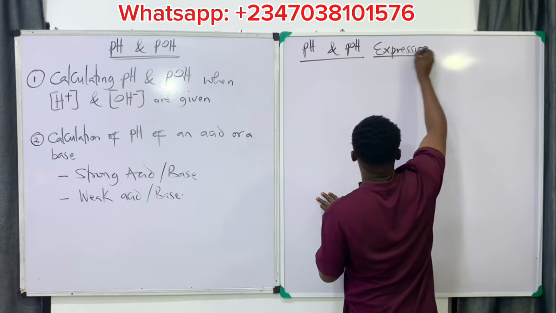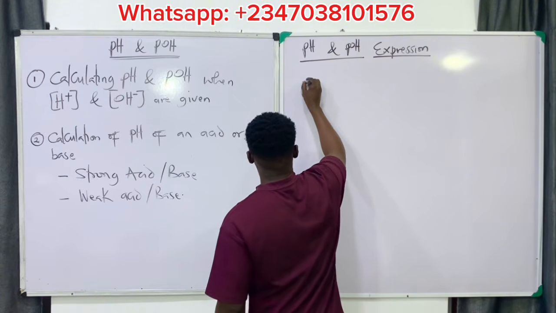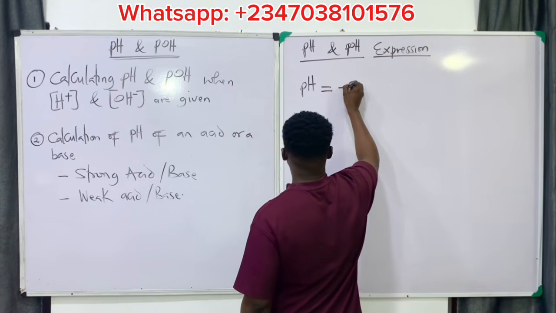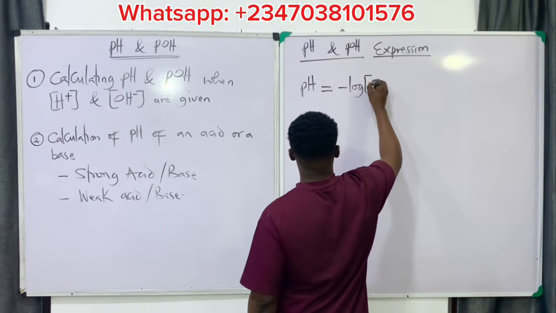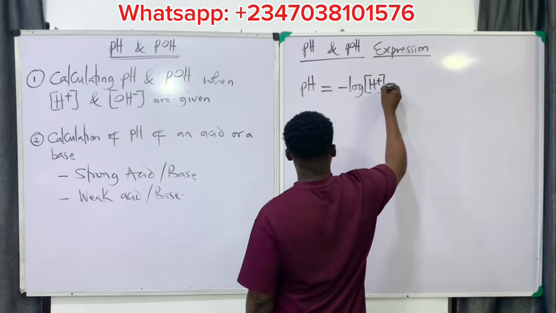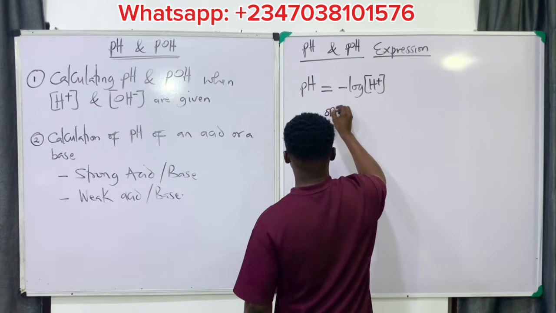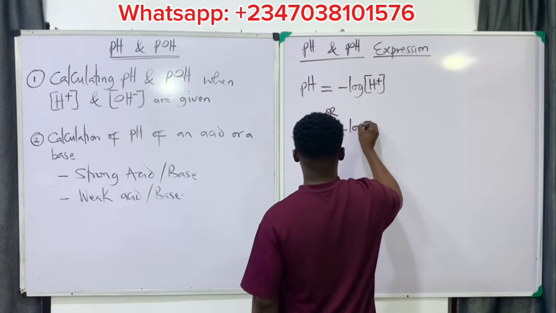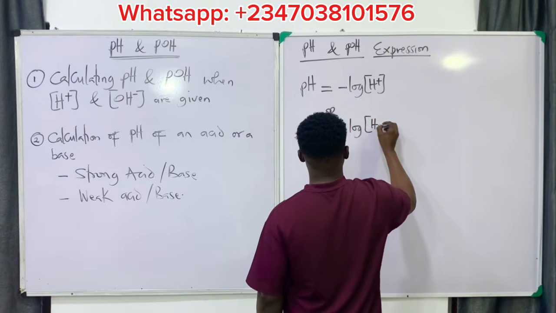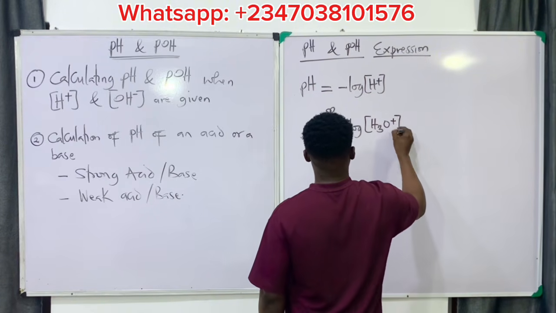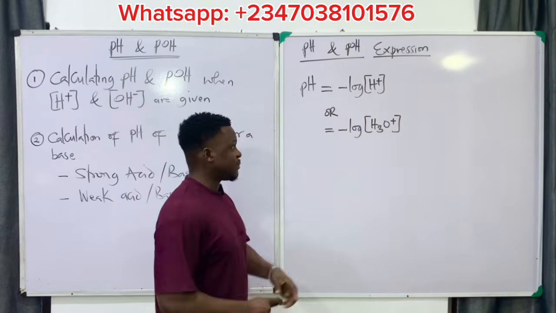So first, let's look at the pH and pOH expressions. Now pH can be expressed as negative log of H plus, or negative log of the hydronium ion. Now these are the two expressions for pH.